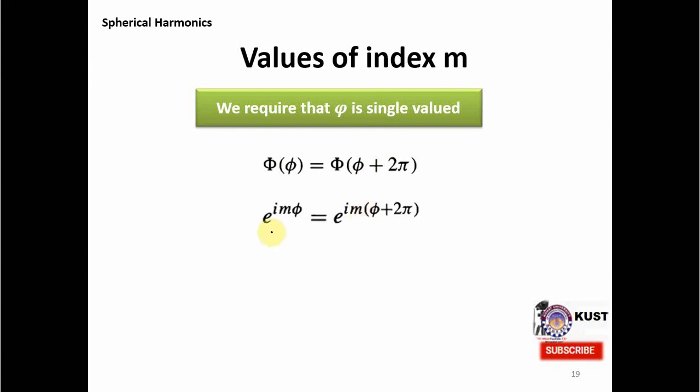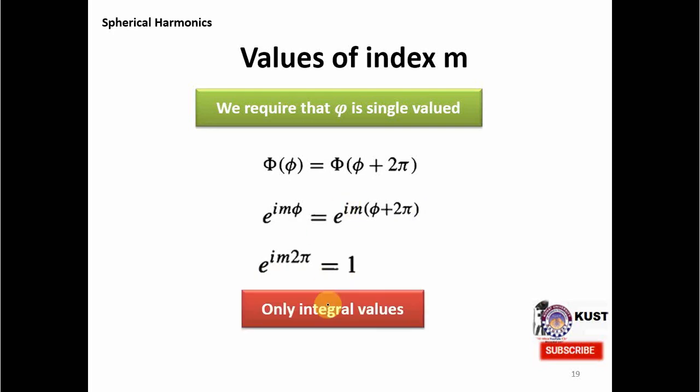So we can write e^(imφ) = e^(im(φ+2π)), because φ depends upon this angle, it is periodic, so this φ is also periodic, and this period is 2π. You can see that this is equal to e^(im2π) = 1 after cancellation, and this gives us the integral values, because this equation will only be satisfied when we have m equal to plus or minus 0, 1, 2, 3, so it has integral values.